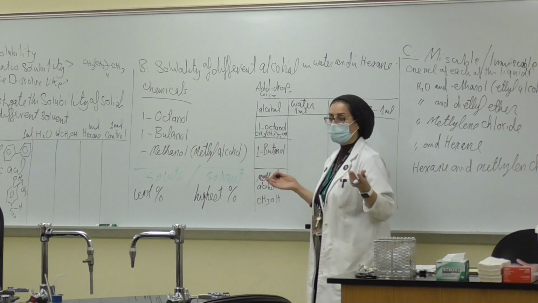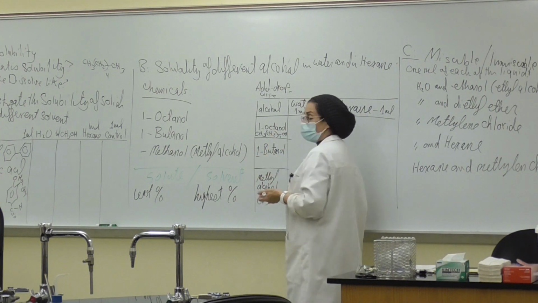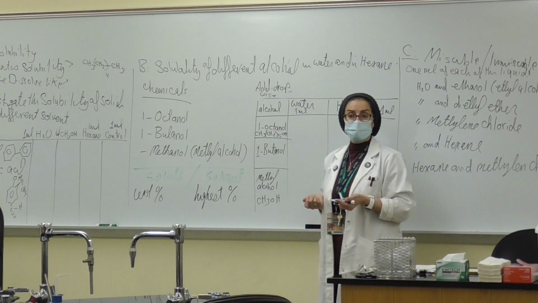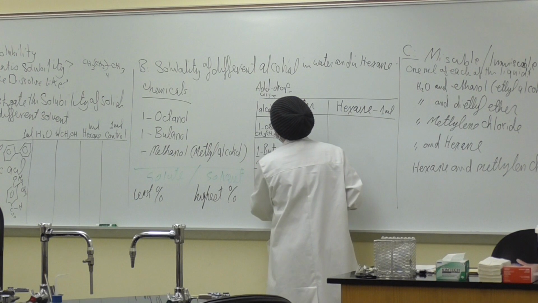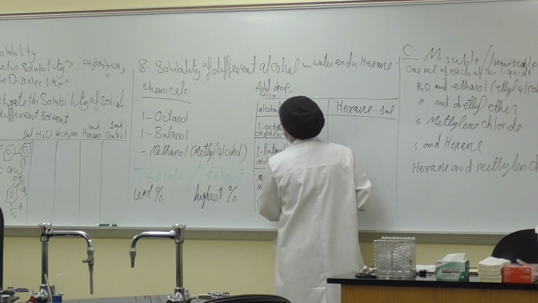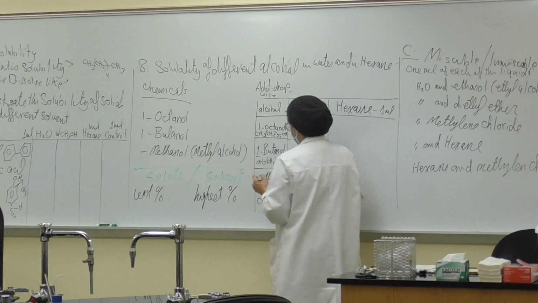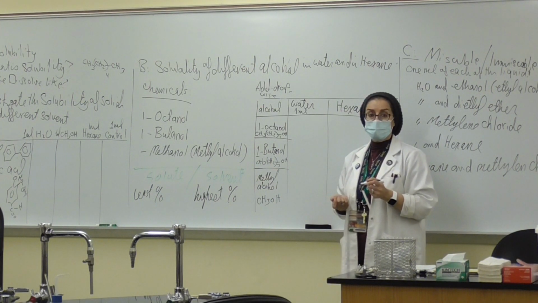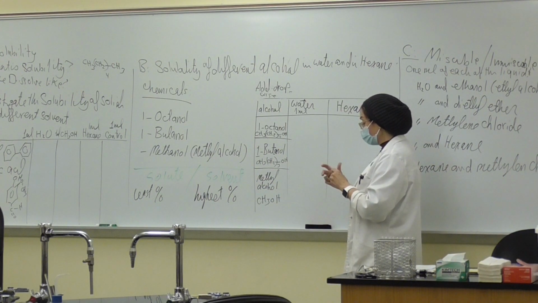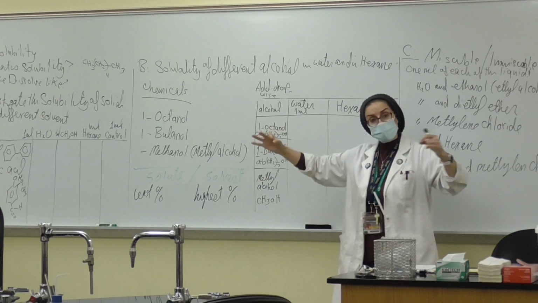That's octanol, right? And then butanol, how many carbon atoms? 4. So I have CH3, CH2 times 3, and then OH. And the last one is only 1 carbon atom. Okay? So, different length, right?